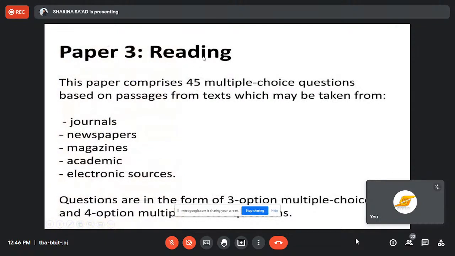Okay, so this is the old format. The old format has 45 questions, but the new format only has 40 questions.